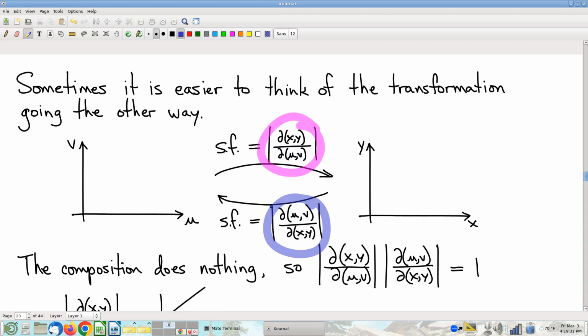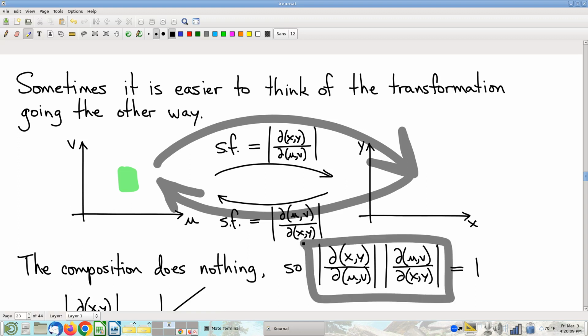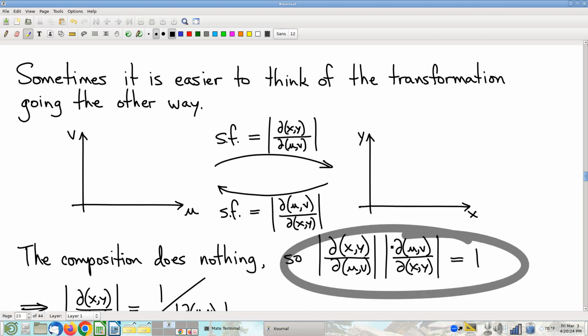But here's what we can do. We can say, well, altogether, if I have a little piece of area over here in the UV plane, and if I ask what happens all together when I push it forward, get some image over here in the XY plane, and then instantly come back to the UV plane, well, I'm going to get the exact same green area that I had in the first place because, well, we literally did nothing. We pushed it forward and came right back. Nothing happened. So altogether, the product of these stretching factors has to be 1. Because that's the factor by which you multiply the green area to get the green area. Right? It didn't change.